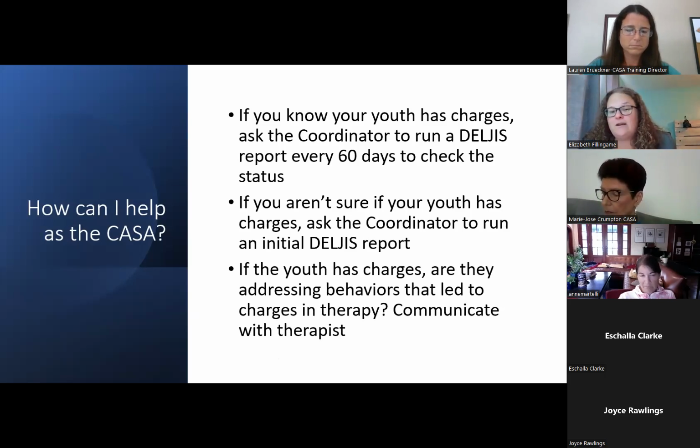We can communicate this information with the therapist. Hey, Susie picked up 10 charges for offensive touching over a month-long period. Clearly something's going on. Did you know about this, therapist? Are you talking about it, right? So just making sure that information is being shared.